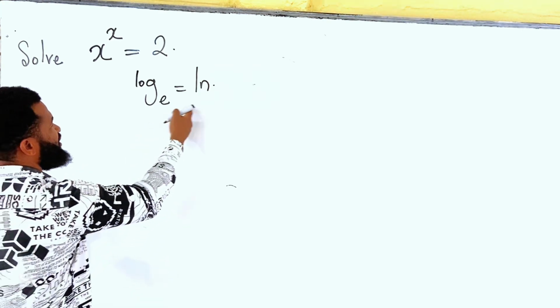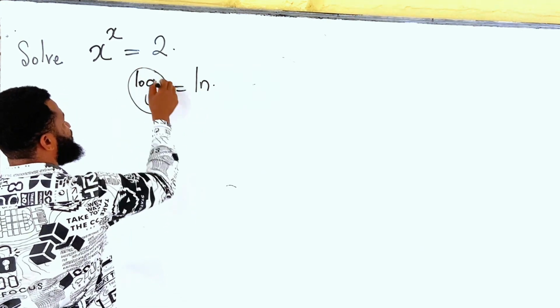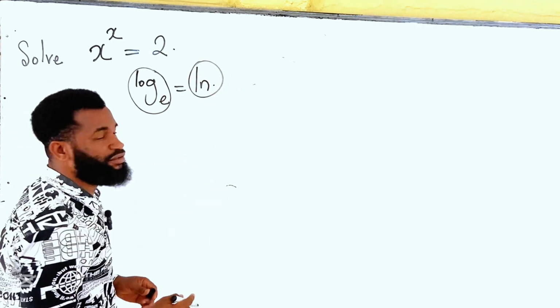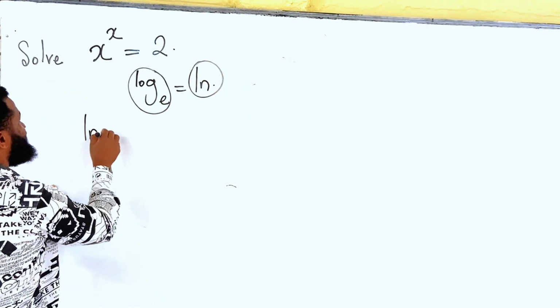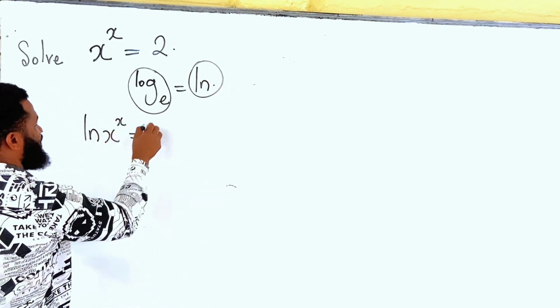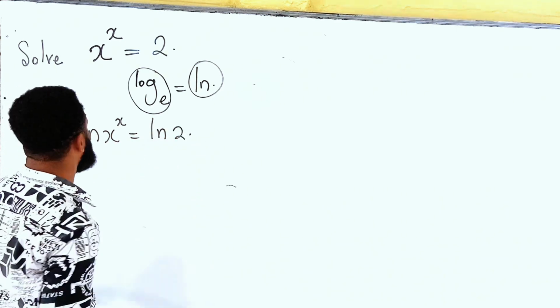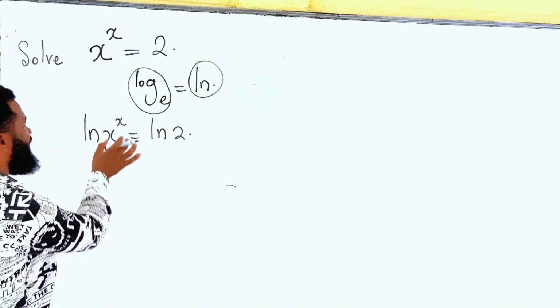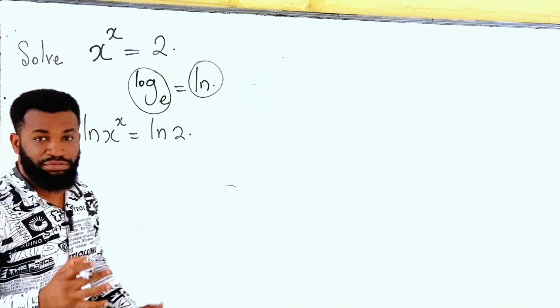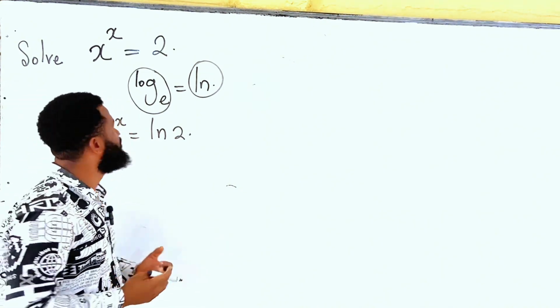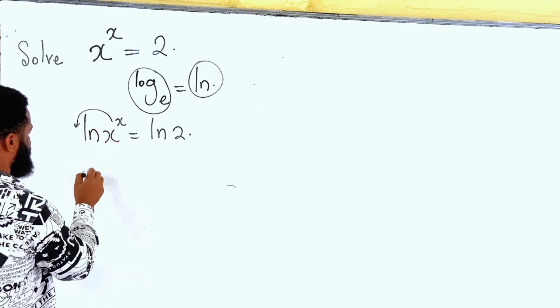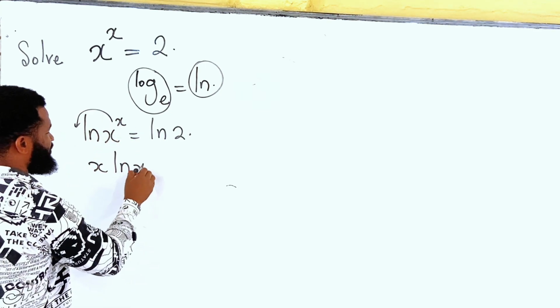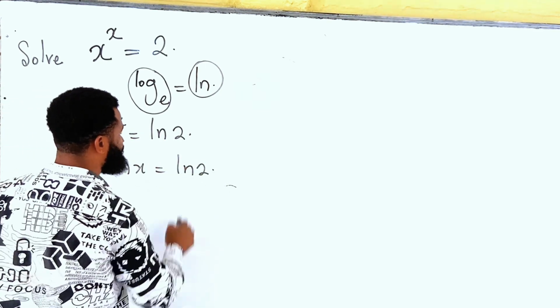Either I use this or I use this, any of them can go. So I'm going to take ln on both sides. When I do that, I now have the power and the freedom to bring the x down. So the x is coming down this way, and I'm going to have x ln x, which is equal to ln 2.